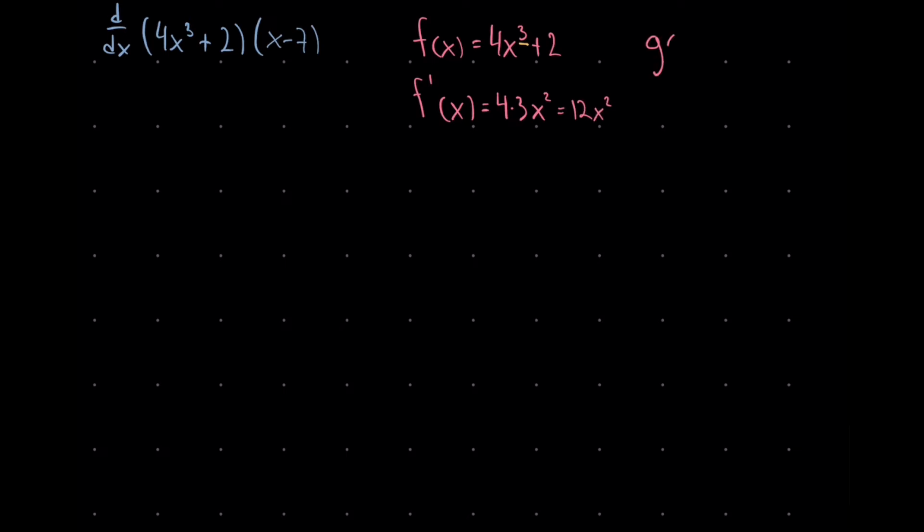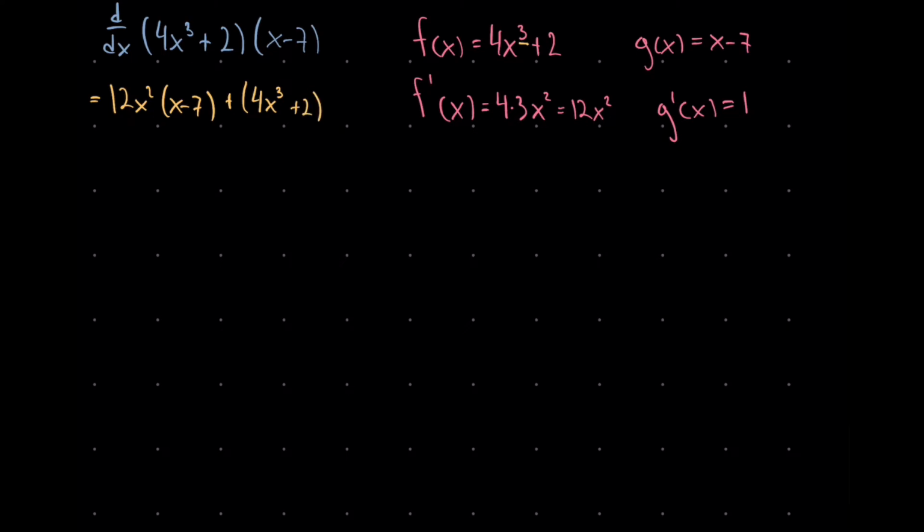And here we have g of x equal to x minus 7, and so this derivative is just equal to 1. Putting this together, first we have f prime, in this case 12x squared, times g of x, so x minus 7. And then we're adding that to f of x, so 4x cubed plus 2, and then times 1, so we could just leave that out of the way. Now we want to simplify. We have 12x squared times x, so 12x cubed, and then 12x squared times minus 7, so minus 84x squared, and then we're adding 4x cubed plus 2. If we group like terms, we get that the answer is 16x cubed minus 84x squared plus 2.